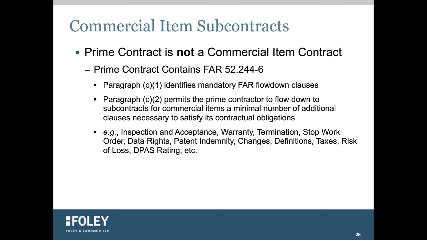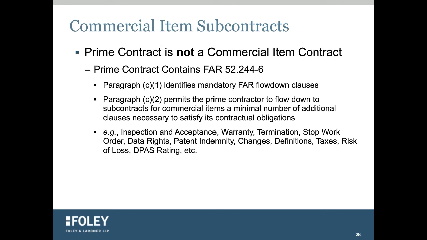In addition, paragraph C2 says that the prime contractor can flow down a minimal number of additional clauses necessary to satisfy their contractual obligations. Well, that has meant that prime contractors say, we flow everything down to you. Everything's critical. And we push back on that on behalf of clients all the time.